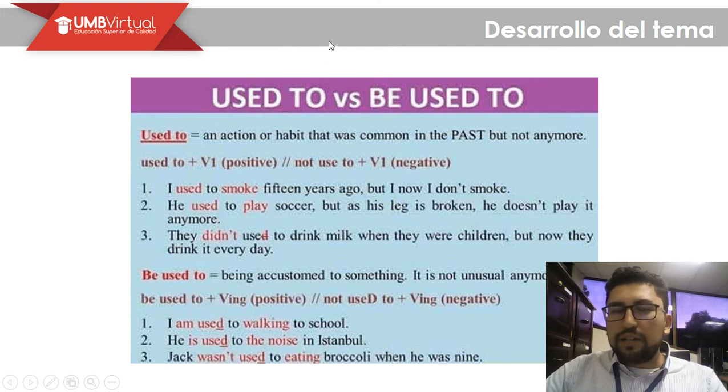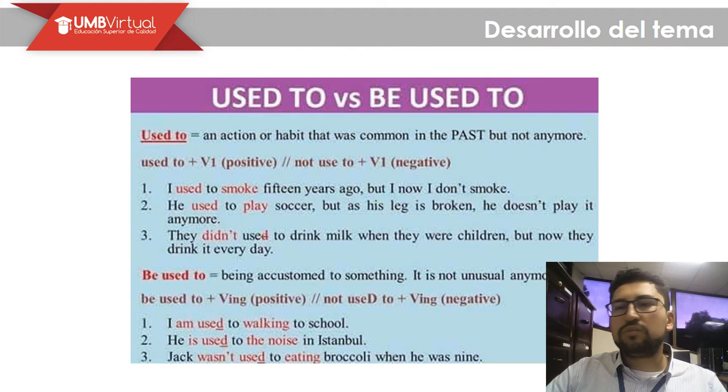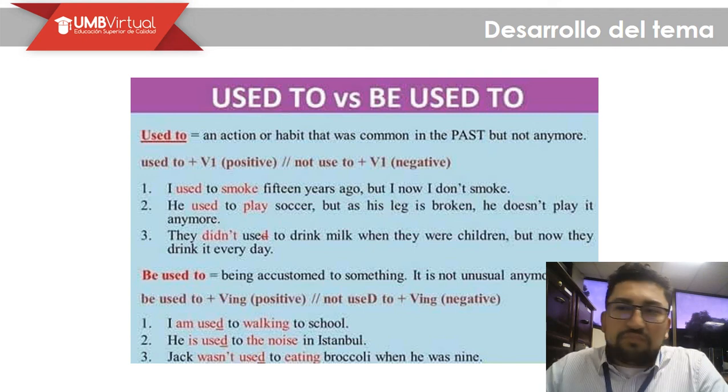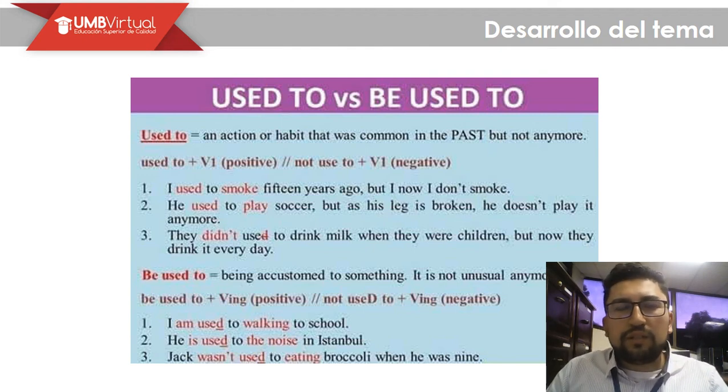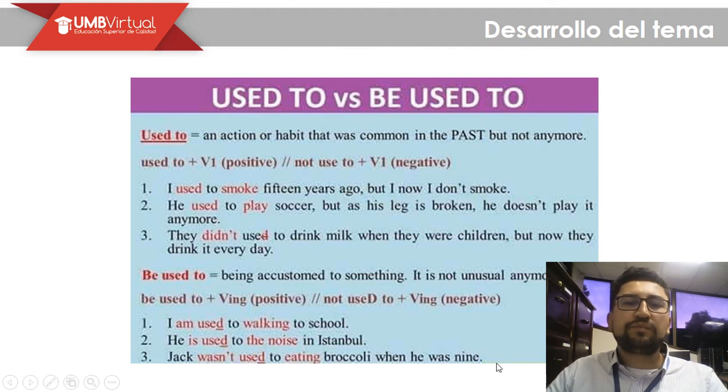Not necessarily you have to accompany this used to with a verb. It also can be a noun. Él está acostumbrado al ruido, ¿no? O a caminar, al ruido. Yo estoy acostumbrado, no sé, yo estoy acostumbrado a mi chaqueta, right? I am used to my jacket. That's it. No tienes que acompañarlo siempre de un verbo. So it is very important that you reflect on this. Jack wasn't used to eating broccoli when he was 9.